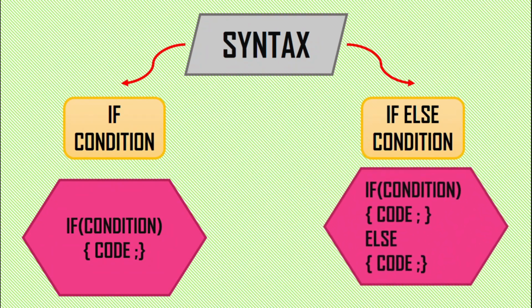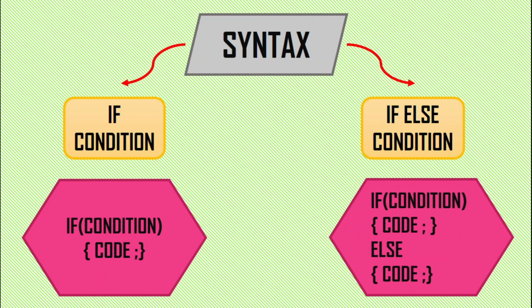Moving to the if else condition. In the if else condition, if the condition is true, then the code is executed. If the condition is false, then the code under the else is executed. Let us now see some examples.